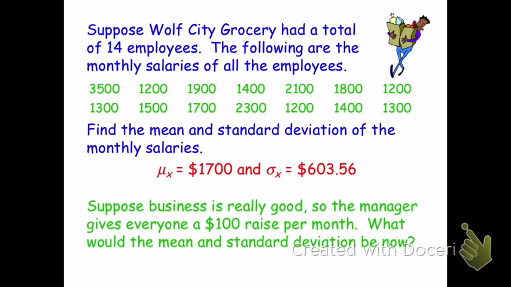If I gave everyone a $100 raise, what would the mean and standard deviation be now? The mean would stay the same. No, the mean would go up, and the standard deviation would be the same. The mean would go up to 1,800, and then the standard deviation would stay the same.